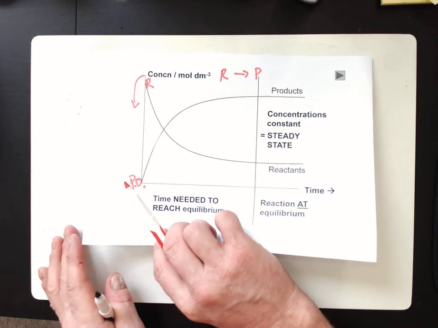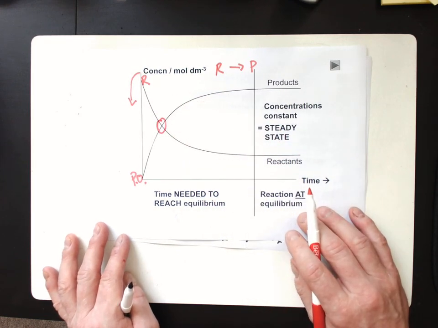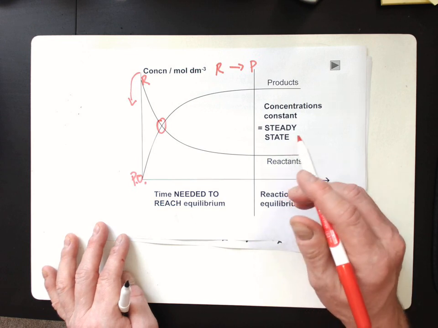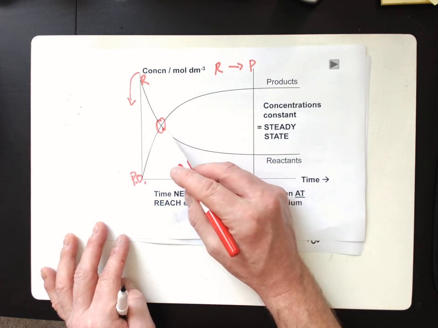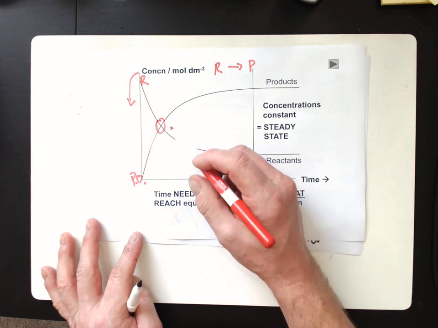Okay, and the common answer that I'll get here is this little intersect here, where people think dynamic equilibrium has happened there. Okay, but does that show that the forward reaction and the reverse reaction are happening at equal rates? Well, no.